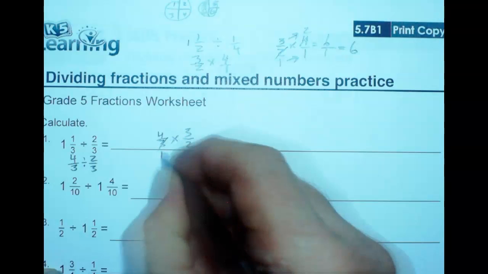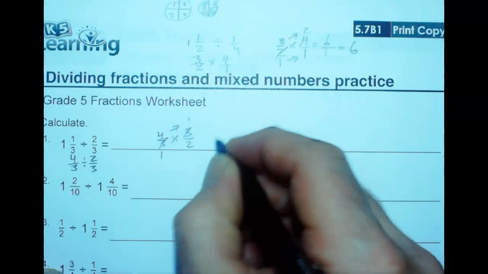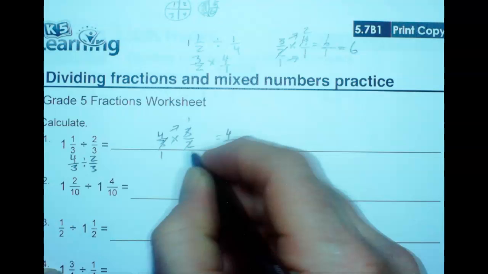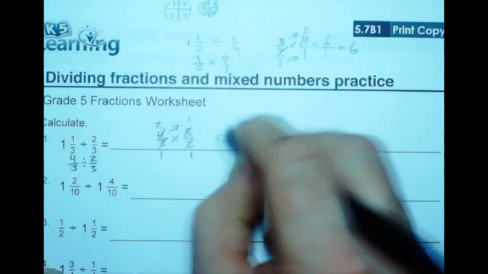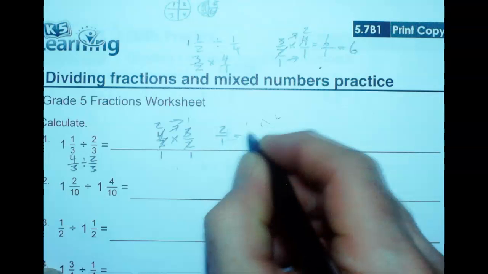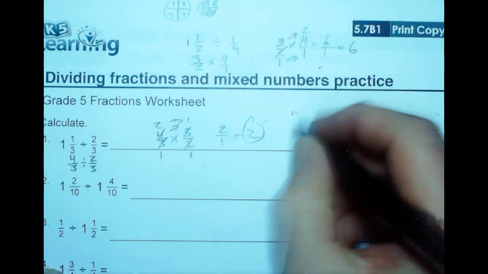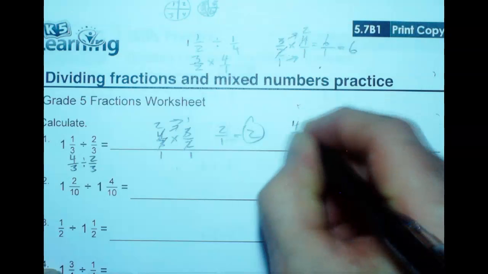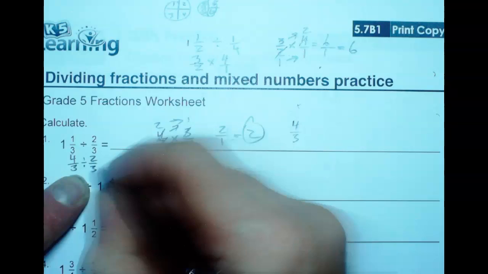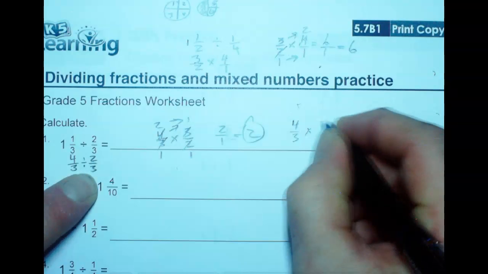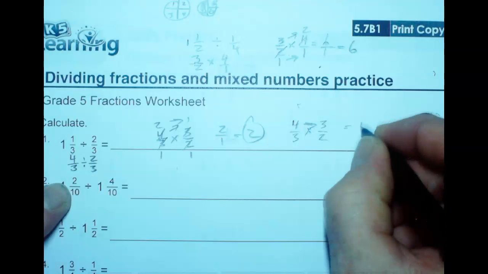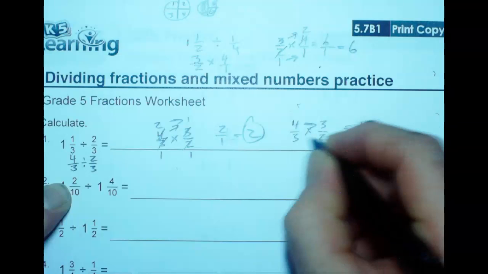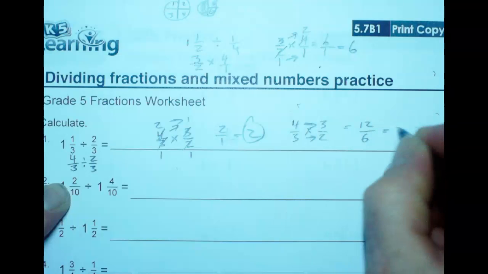Divide by 3, divide by 3. 4 times 1 equals 4. Ooh, I can divide by 2. Divide by 2. 2 times 1 is 2. 1 times 1 is 1. Our answer is 2. But let's just try it without any of the cross reducing. Here's 4/3. We're going to change the sign, multiply by 3/4, the reciprocal. 4 times 3 is 12. 3 times 2 is 6, 12 divided by 6 is 2.